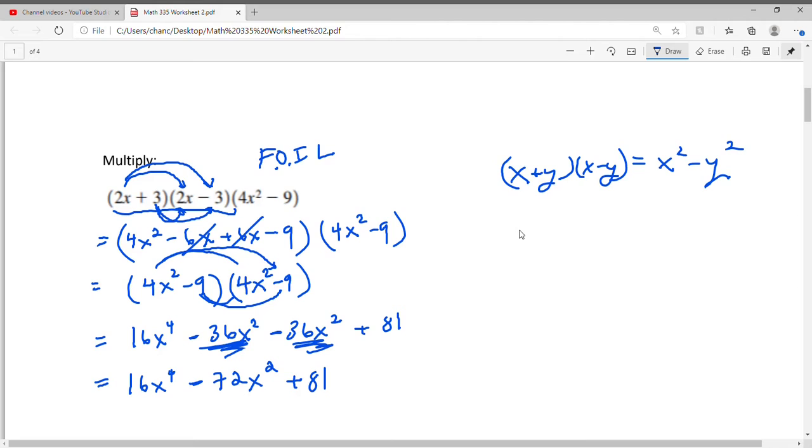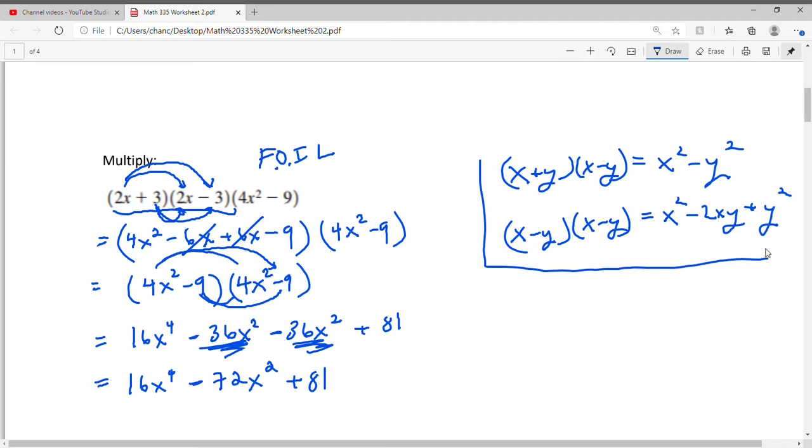And you could have also used the formula x minus y times x minus y is equal to x squared minus 2xy plus y squared. So there's more than one way to do it. You could use the formula to get our solution, or you could just FOIL it out. It's up to you, really.